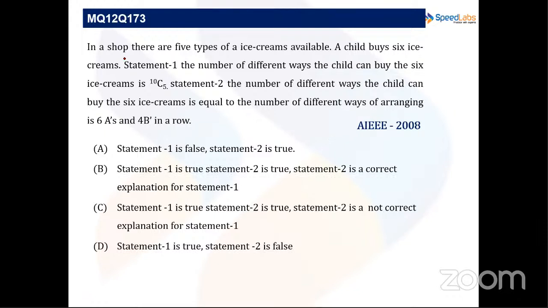So the question is, in a shop there are 5 types of ice creams available. A child buys 6 ice creams. Now statement 1 is the number of different ways the child can buy the 6 ice cream is 10C5. And statement 2 is the number of different ways the child can buy the 6 ice cream is equal to the number of ways of arranging 6 A's and 4 B's in a row.